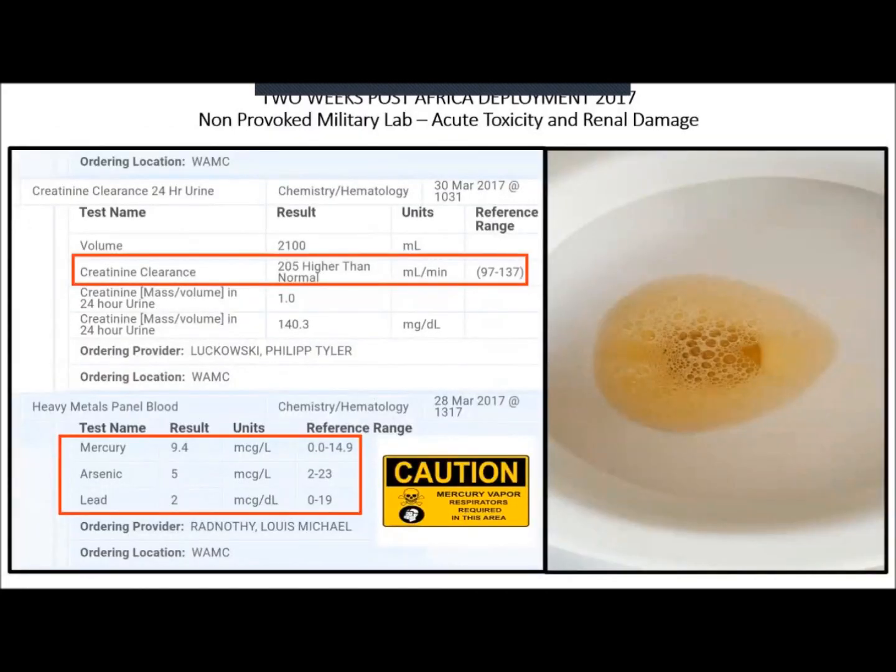All right, 2 weeks after getting that test done for the military labs, I repeated labs once I figured out that if mercury was that high and lead was that high in me, it was causing renal damage. And sure as can be, we looked at it, creatinine clearance was almost twice over the reference range. And 2 weeks after being back from Africa, I still had acute mercury toxicity. And you can see arsenic and lead were still present in the system. No safe amounts of these things. On the right-hand side, you can see what renal damage does. It kind of looks like a hard night of drinking, but that is kidney damage.